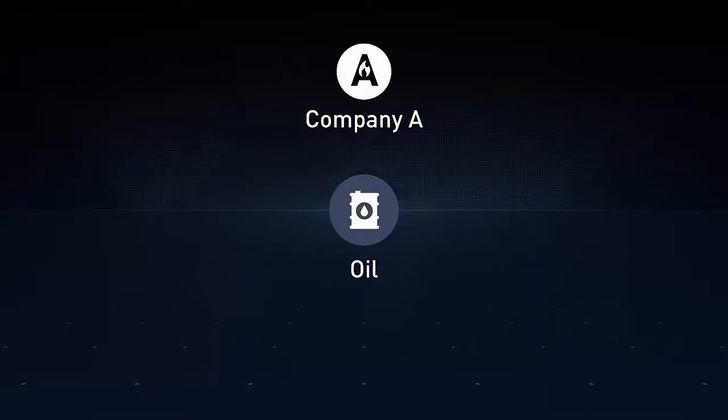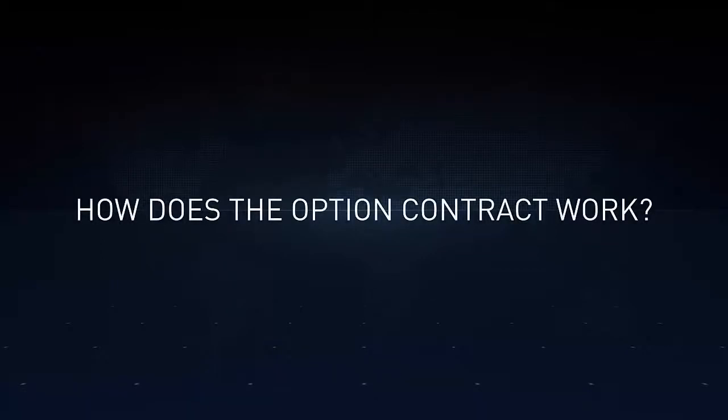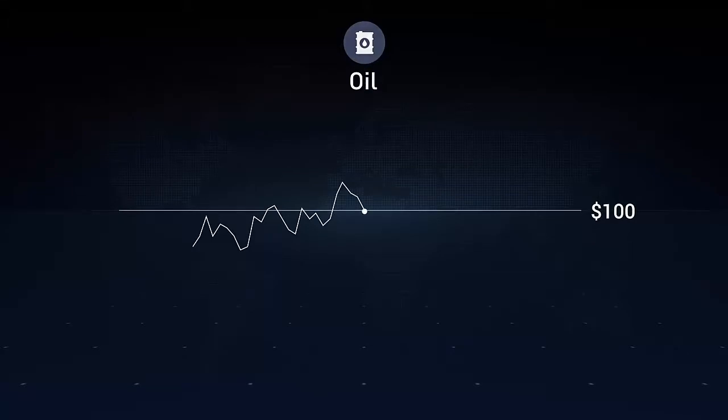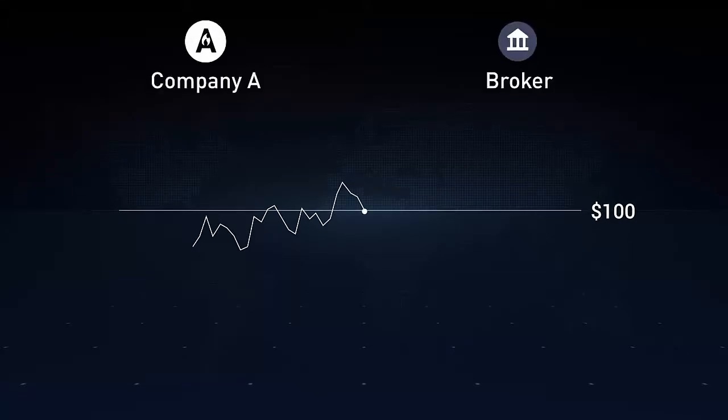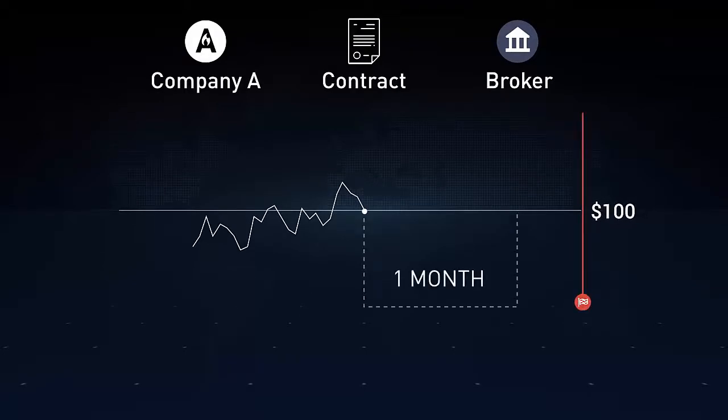Oil prices are changing constantly, so the company decides to use an oil options contract in order to mitigate the risk of oil price increase. So how does the option contract work? For example, oil now costs $100 per barrel. Company A goes to an exchange and concludes an options contract with a broker for purchasing oil at $100 next month. The company has to pay the cost of the option contract, also called the option premium, to the broker. For the sake of the example, let's say the option premium is $10.